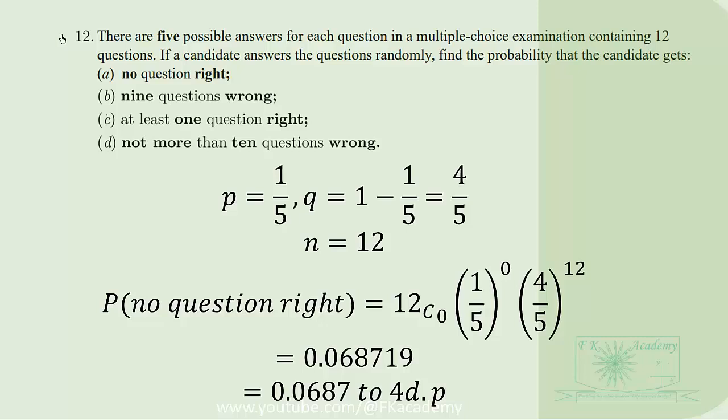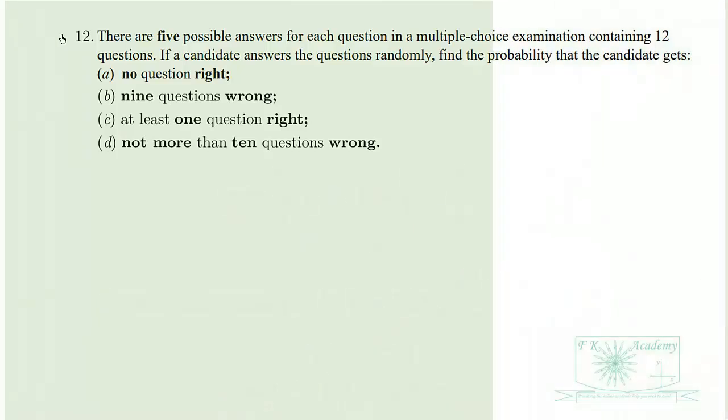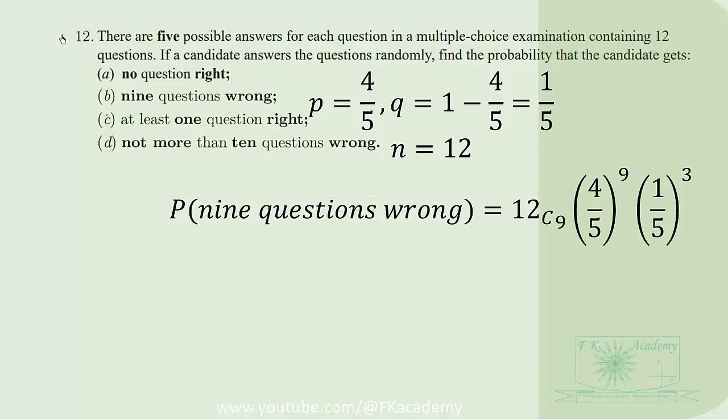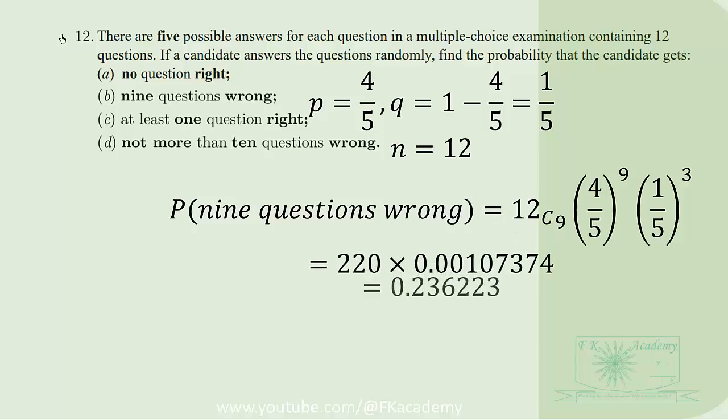With the B part, 9 questions wrong. So our p will be 4 over 5, because the probability of getting a wrong question is 4 over 5, and the failure will be 1 over 5. So we plug in, and that will give us 12 combination 9, 4 over 5 exponent 9, and 1 over 5 exponent 3. So this will evaluate to 0.236223, which is correct to 4 decimal places, 0.2362.